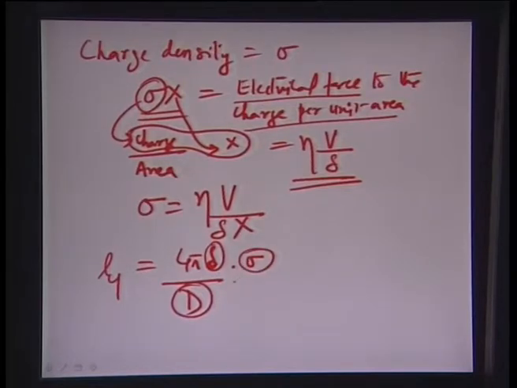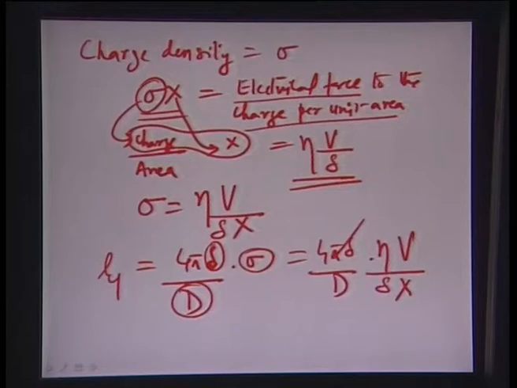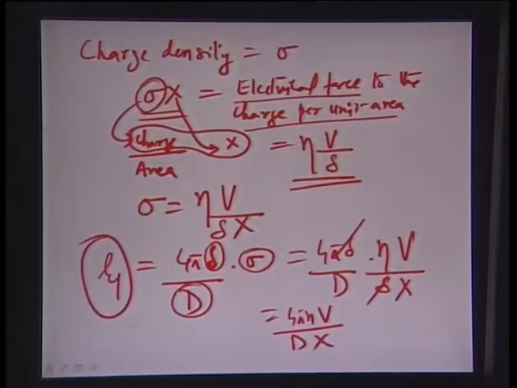So, in terms of zeta potential, we can very well write this particular equation as 4 pi delta by d times eta v by delta x. So these deltas go away and we are left with 4 pi eta v by dx, which is the zeta potential on the surface. Okay.